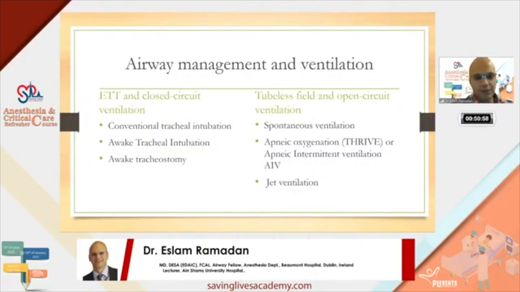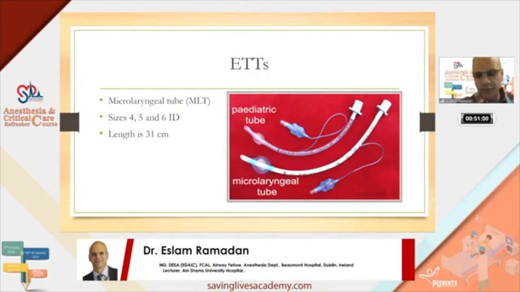We'll go into details on these. But if I insert an endotracheal tube, the most commonly used is the MLT, microlaryngeal tube. The microlaryngeal tube comes in sizes 4, 5, and 6. Most commonly, we use size 5 for adults. You can see here the difference. This is a size 5 MLT, and this is a size 5 normal PVC tube. You can see this is longer, at 31 centimeters. If I insert this one in adults, the highest part of the tube will be at the angle of the mouth, easily dislodged and not convenient during the surgery. That's why the taller one is better.